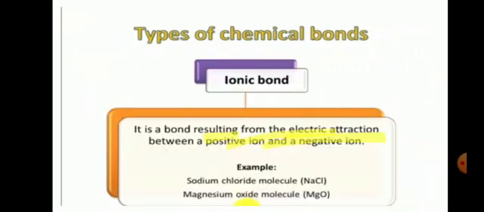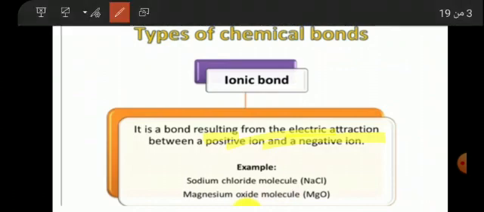Now let's start with the first type, ionic bond. Ionic bond is a bond resulting from the electric attraction between a positive ion and a negative ion. Between what, children? Positive ion and the negative ion. So the ionic bond is a result of the combination between the positive ion, which is produced from metals, and the negative ion, which is produced from non-metals.